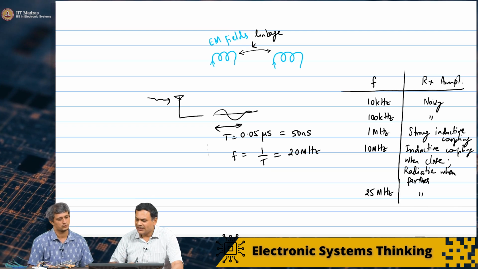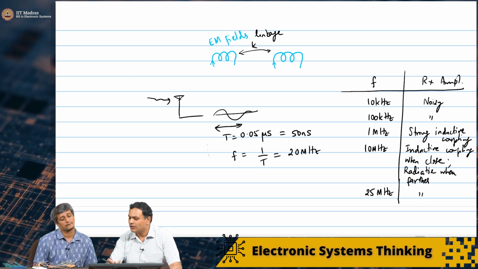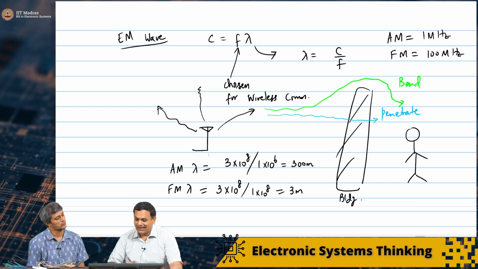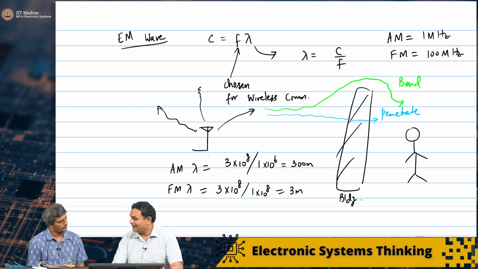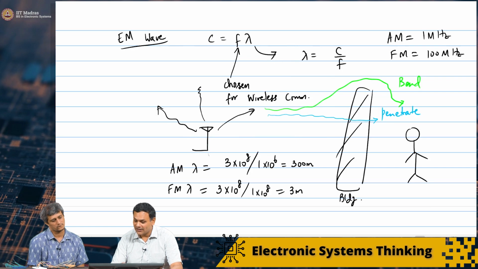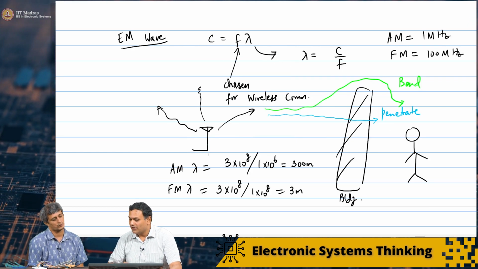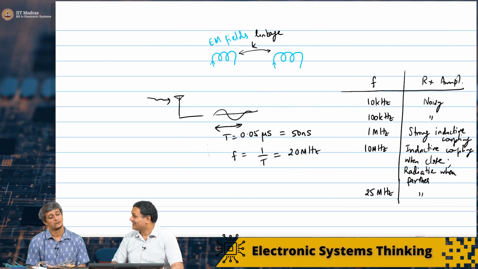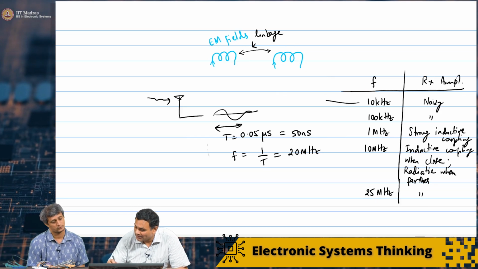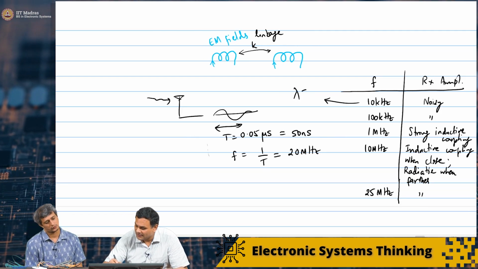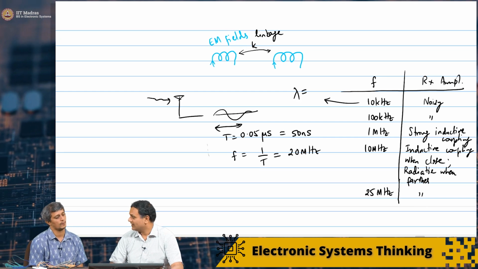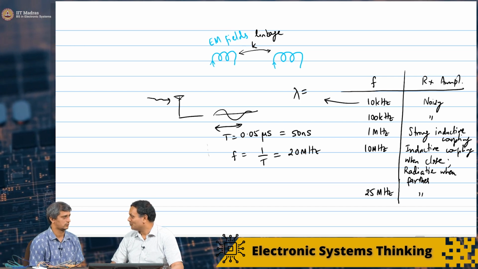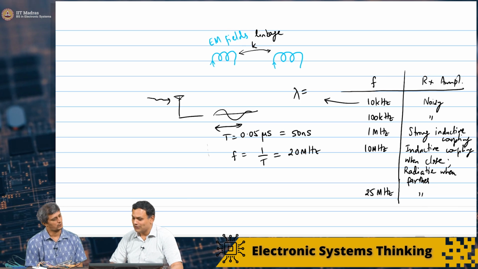One last thing we can do is to figure out why for 10 kilohertz it's not working. The reason is very simple, I feel. If you look at lambda, for a 1 megahertz signal, the lambda was 300 meters. For a 10 kilohertz signal, it is 100 times that, and 100 times 300 is 30 kilometers. You have an antenna, the loop antenna, that is a few meters. It's not surprising that it's not able to radiate at all.